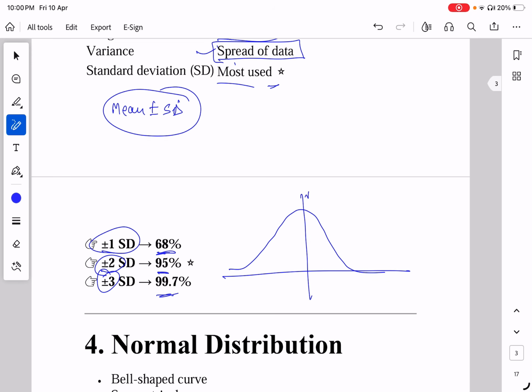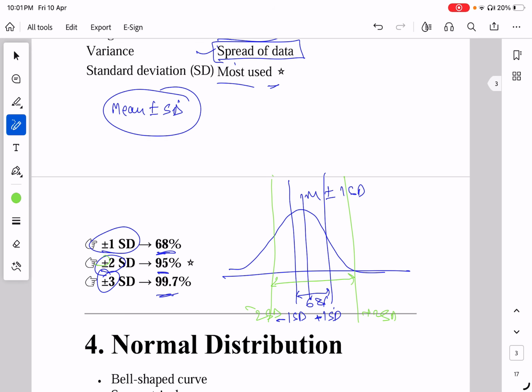So the middle part is the mean. Now mean plus minus 1 standard deviation means this is 1 standard deviation minus and 1 standard deviation plus. So this part is covering how much? 68% of data. Now suppose mean plus minus 2 standard deviation. This is minus 2 SD and this is plus 2 SD. So this is more as compared to this one. So this is covering around 95% of the data values.